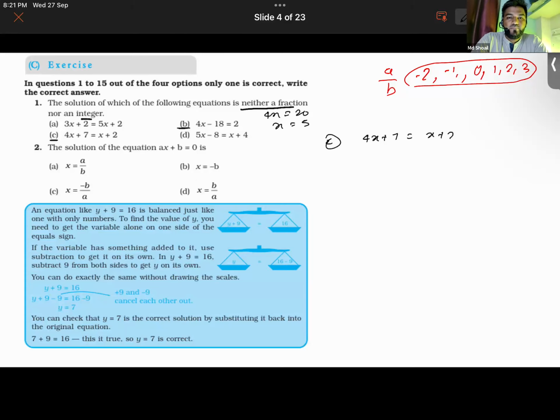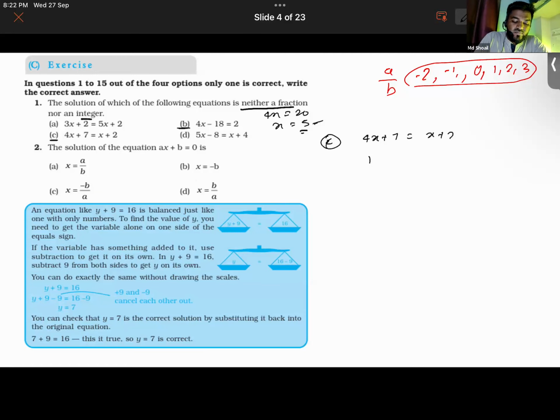Sir, my answer is B. No, no. Read the question now. Which of them is neither a fraction nor an integer? Five is a whole number, an integer. So it does not fit the criteria. Read the question properly. Sorry, I have mixed up. I've written B instead of C. I'm getting C as the answer.